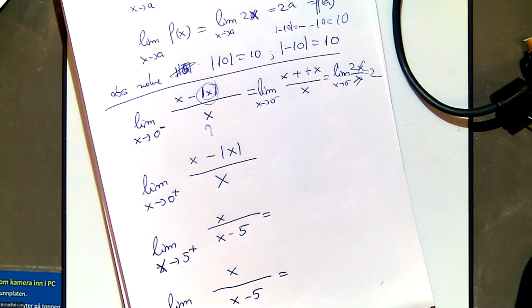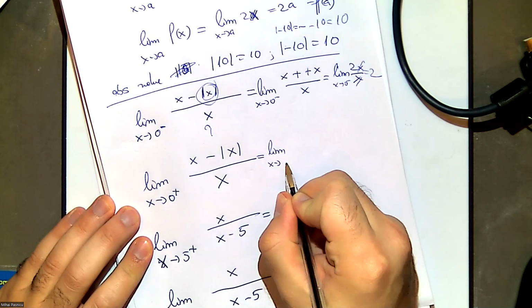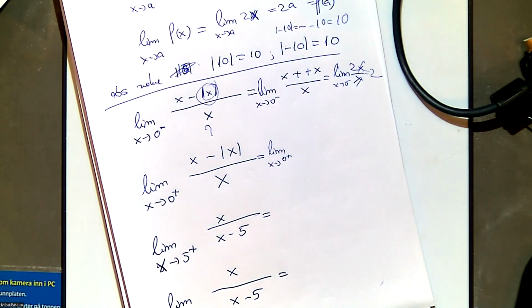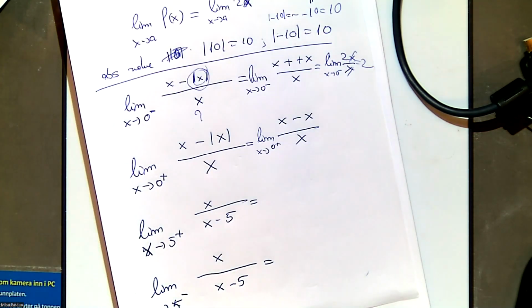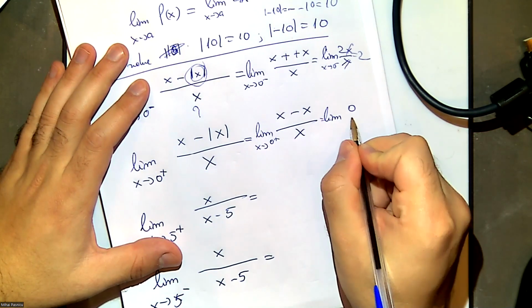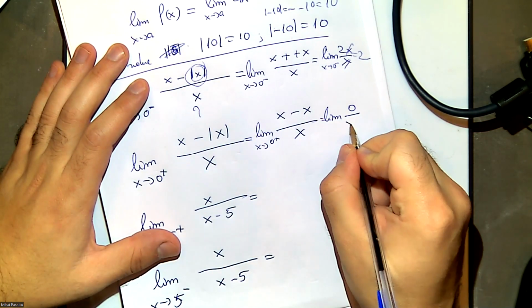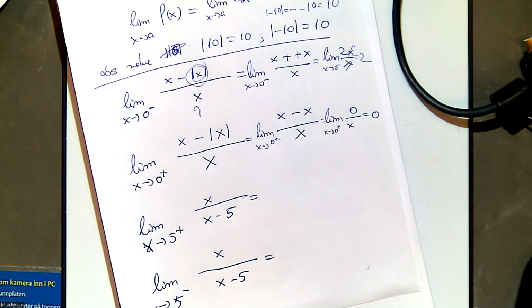Now, what's different in this case when the limit goes to 0 with a plus? The absolute value of x is just the number itself. The absolute value of 2 is 2. The absolute value of 0.1 is 0.1. So this just becomes x minus x over x. Which is just the limit of 0 over x when x goes to 0 plus, which is just 0.